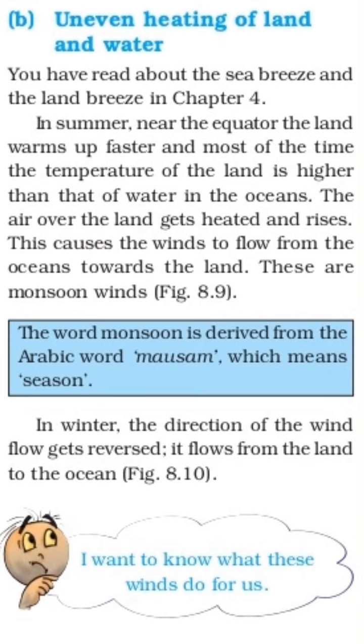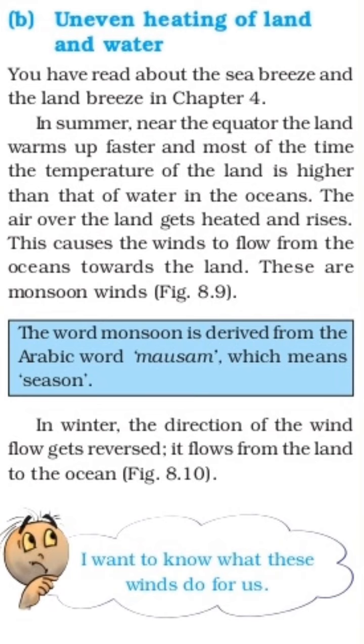Now see here, we are aware that in the summer season the temperature is very hot. Near the equator, the land warms up faster, and most of the time the temperature of the land is higher than that of water in the oceans. The air over the land gets heated and rises up. Already we learned this in the sea breeze and land breeze. This causes the winds to flow from the ocean towards the land. These are monsoon winds.